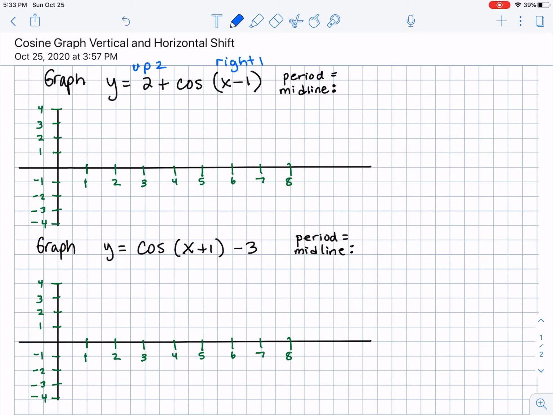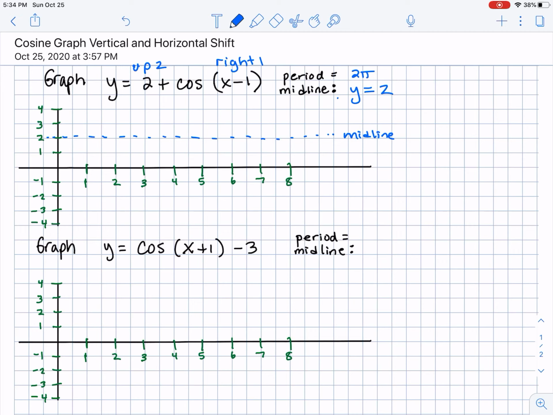So the period is going to be the same as the period for your cosine function, which is 2 pi. And the midline is going to be at 2, or y equals 2. And the midline goes along with your shifting up and down, that vertical shift. So I'm going to have here a midline at y equals 2. And we're going to be moving right 1.